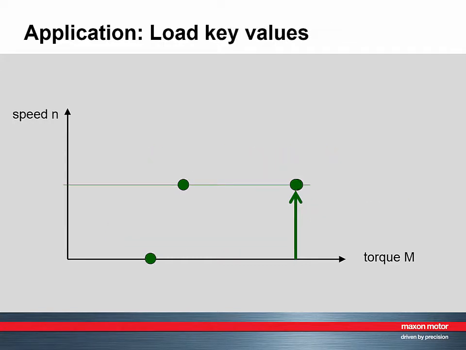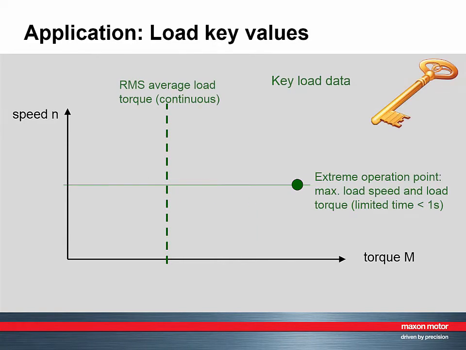Regarding torque, we condense all the operation points into a few key values: the average, RMS load torque, and the extreme operation point, usually at the end of the acceleration where the maximum load speed and the maximum load torque occur.